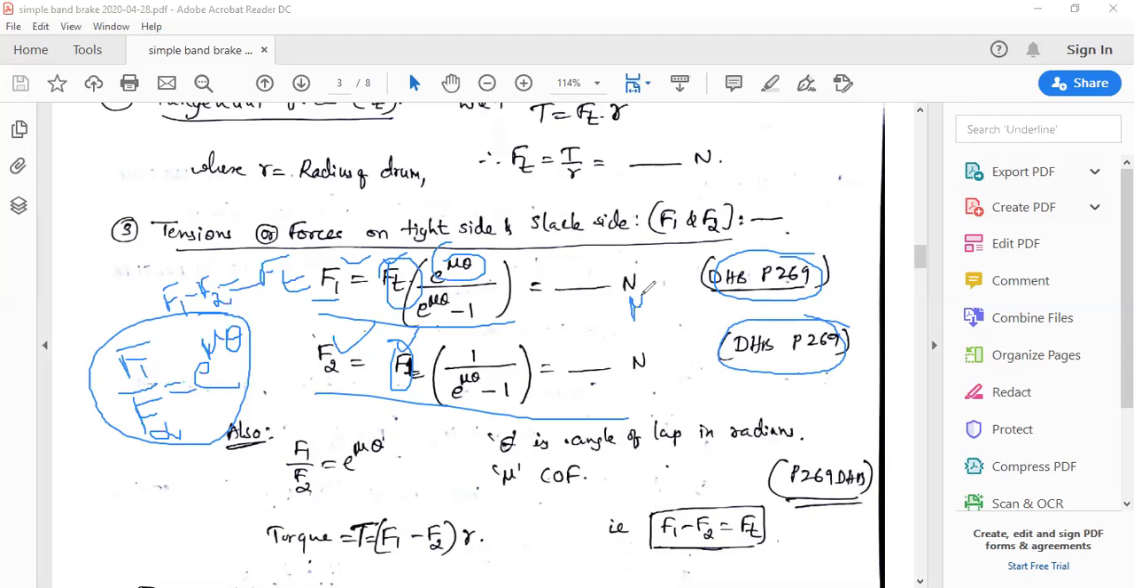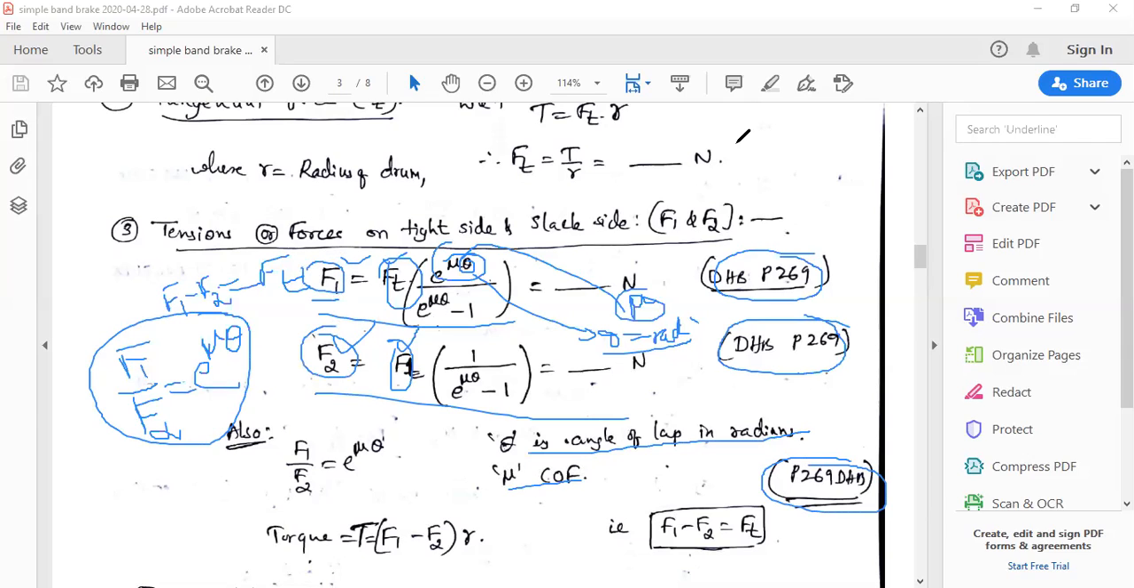Mu is the coefficient of friction, which is given, and is to be substituted here, and the theta value is in radians. Theta is the angle of lap, or angle of contact, and it is to be substituted in radians. If it is given in degrees, convert that value by multiplying by pi by 180. Substitute here, so that you will get the values of F1 and F2. By referring to the equation on page number 269 of the data handbook, you can calculate F1 and F2.